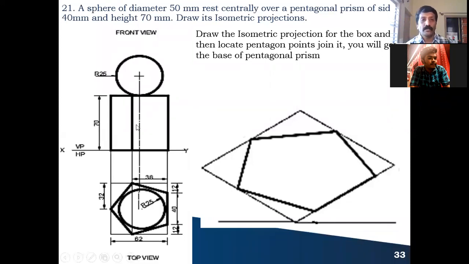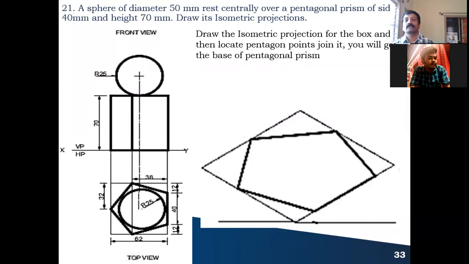Okay. And in the front view, your pentagon prism looks like a rectangle. You draw the vertical projector from all the points. What is the height of the pentagon prism? It is given as 70. Construct the rectangle like this. Now above, you can extend the center line from here. This is the center line you can extend. Now you take the radius, that is the height of the sphere, 25 millimeter. This is the center and 25 millimeter is the radius, you draw the circle. So this completes your front view also.